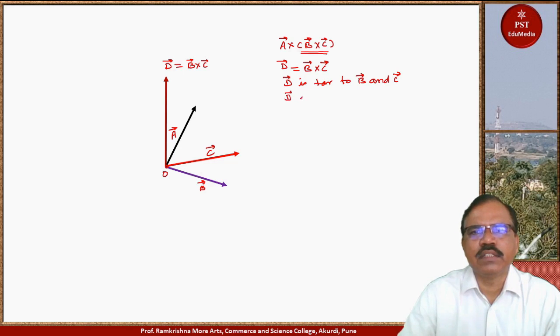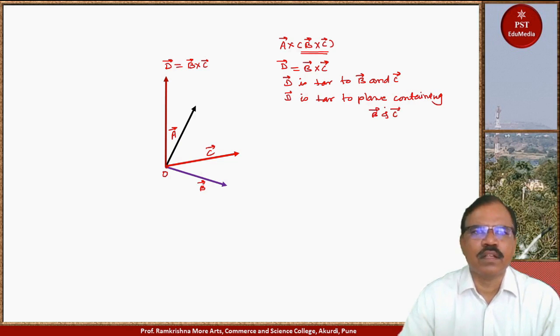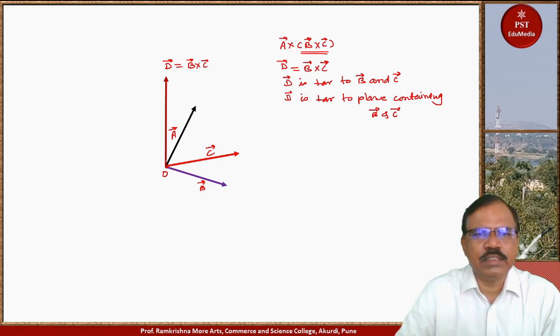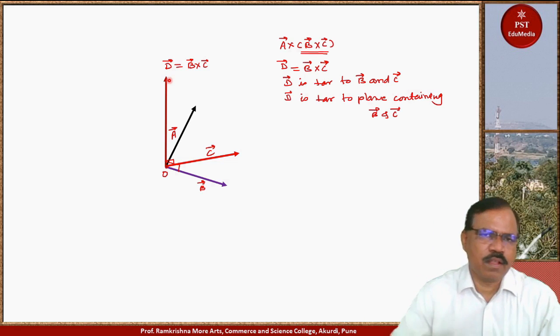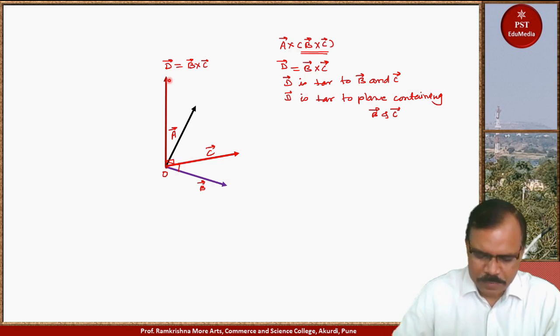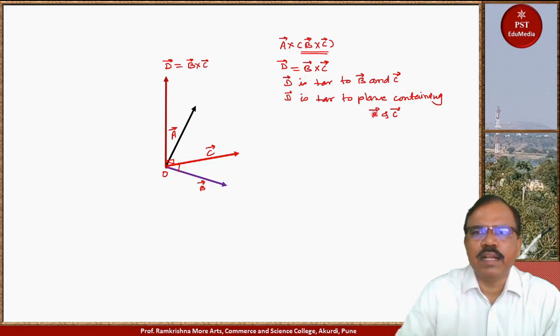So D is perpendicular to the plane containing B and C. D is perpendicular to C as well as perpendicular to B. So this is the direction of B, this is the direction of C, and this is the direction of D, that is B cross C. So D is perpendicular to the plane containing B and C.